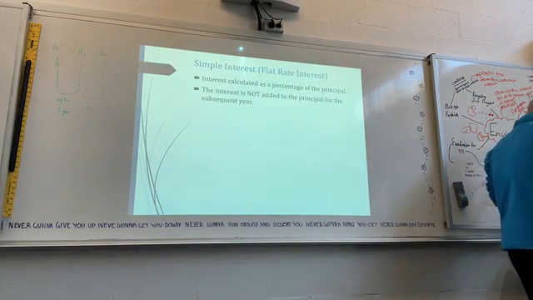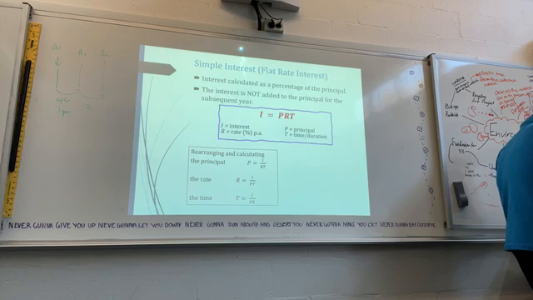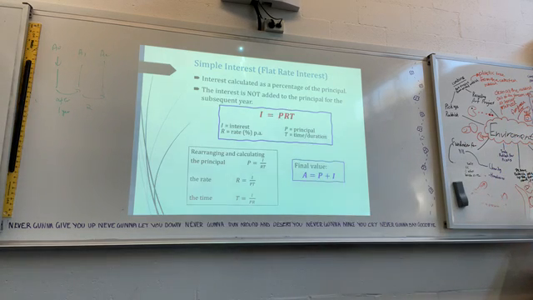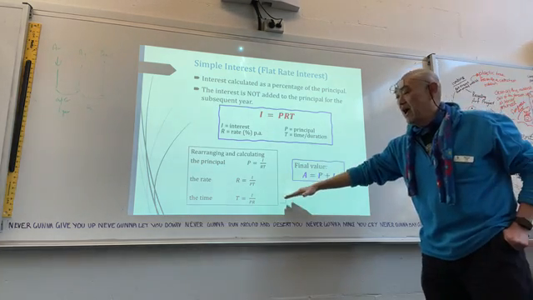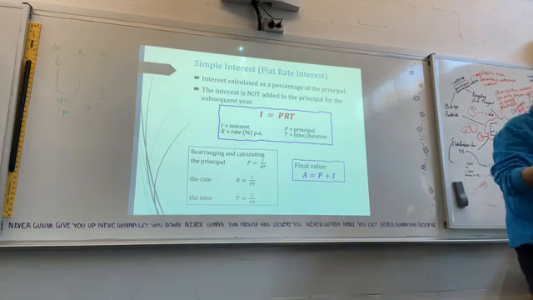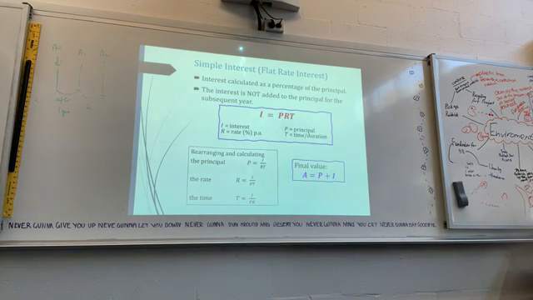Now, simple interest or flat rate interest. Recall that. You have done this since year 9. So we know that I equals PRT and interest is calculated as a percentage of the principal. The interest is not added to the principal of the subsequent year. All right? So it's always based on the principal only. It's not principal plus interest. And then you can rearrange and recalculate the principal, the rate, and the time. And then, of course, the final value is A, which is P plus I.